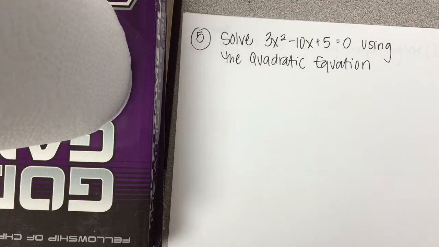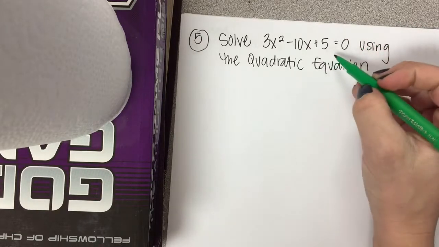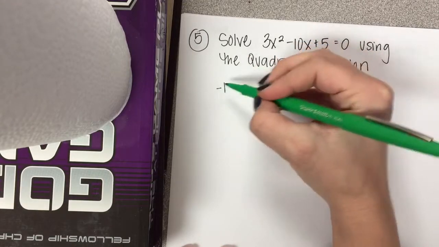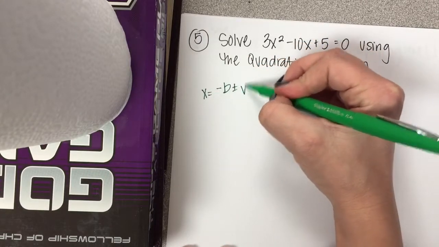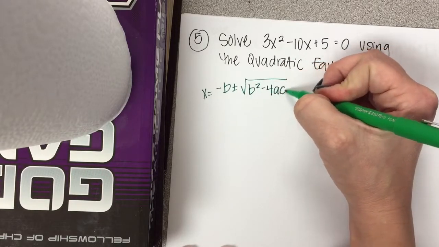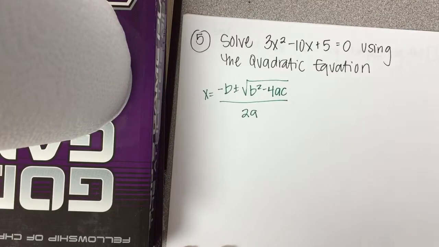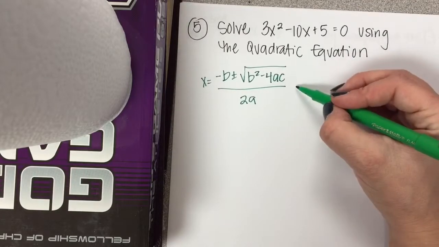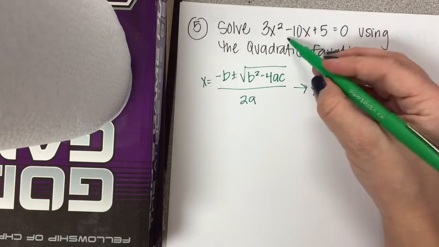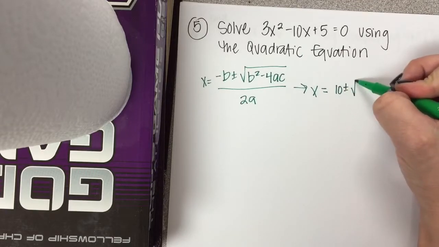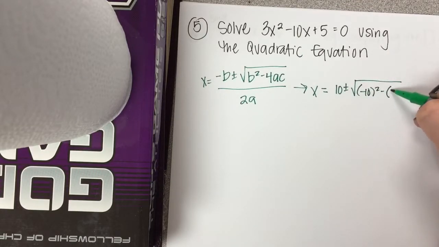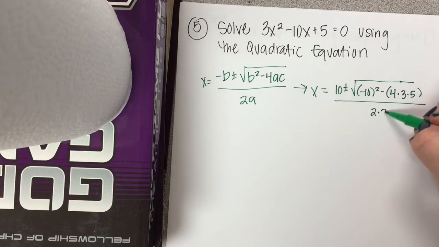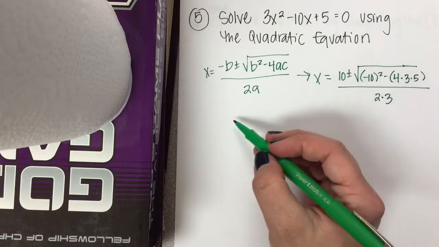Okay, next up we are solving 3x squared minus 10x plus 5 using the quadratic equation. So it's already set equal to 0. The quadratic formula is x equals negative b plus or minus the square root of b squared minus 4ac, all over 2a. Okay, so sing the song, it'll help you tomorrow. When I plug in my numbers, that's going to give me x equals negative negative 10, which is 10, plus or minus the square root of b squared minus 4 times a times c, all over 2 times a, which is 3. Okay, and I'm going to bring it back down over here.